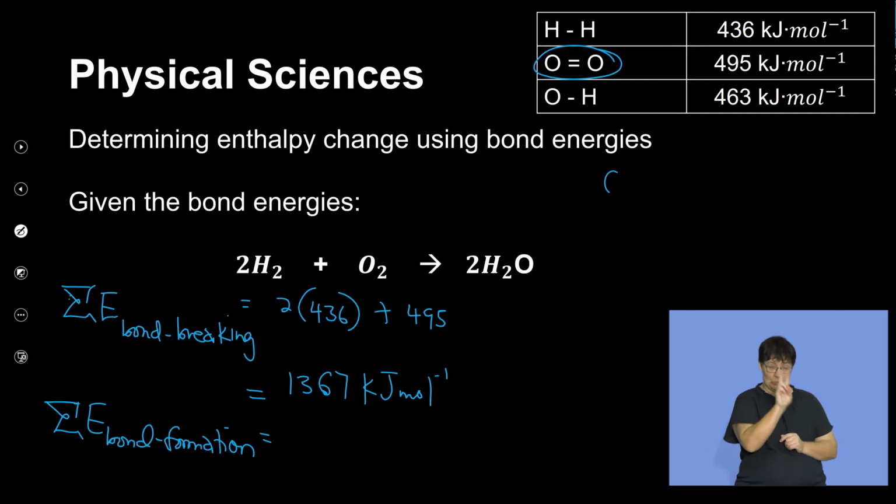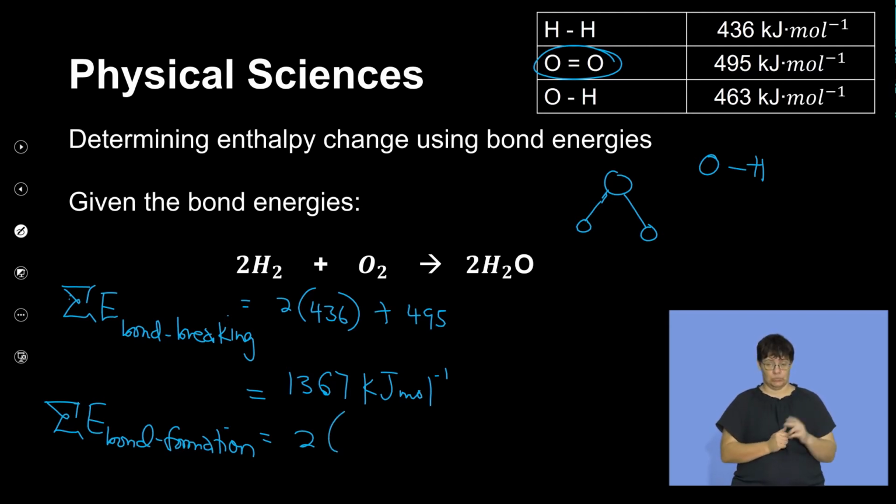So if we draw a molecule of water, this is what is happening. That's a molecule of water. Now, how many of the oxygen to hydrogen bonds do we have? There's 2 of them. And then there's 2 moles. So it's going to be 2 multiplied by 2 times 463 kilojoules per mole.